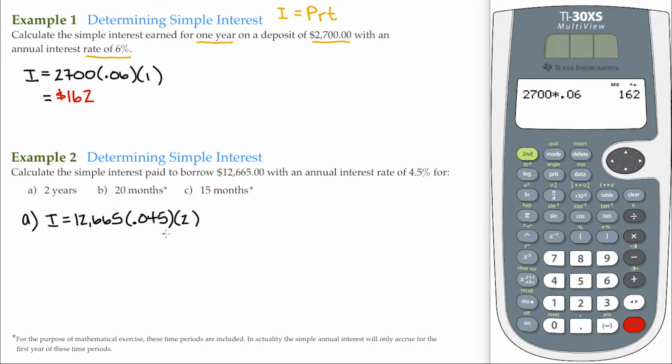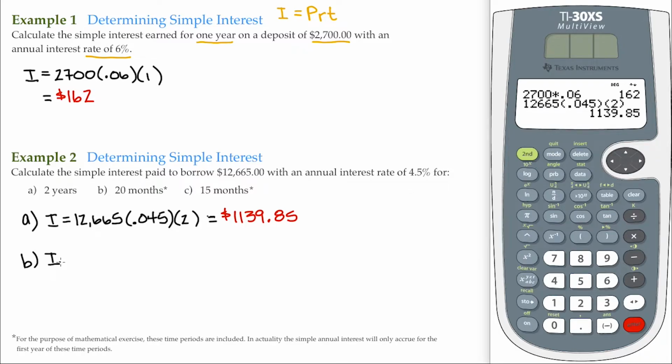So I'm going to type this all in just like this in our calculator. So I'll do 12,665. I could go ahead and put it in parentheses, 0.045. Close off that parenthesis, start another one for 2, and then hit enter. So this comes out to be $1,139.85. We'll do the same for B.